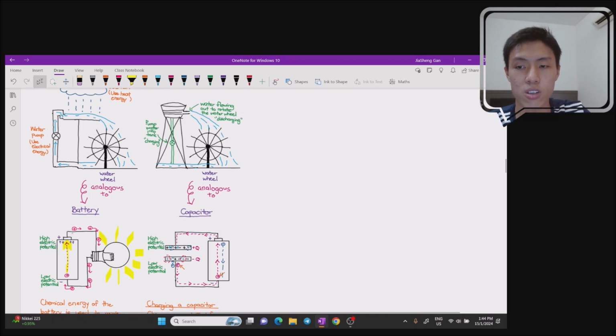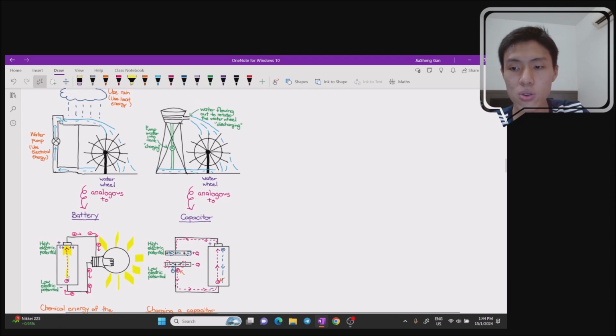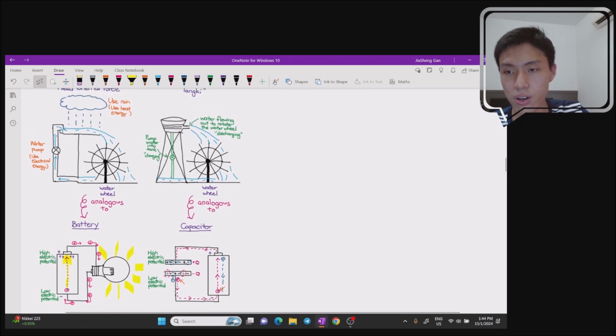So once you have a lot of electric potential energy, it will flow through the current, pass the energy to the light bulb, making the light bulb work. And once it passes energy to the light bulb, you'll be left with little to no electric potential energy, and you return back to the low electric potential region. So you can look at these two diagrams and try to draw a similarity between the two. The battery will be the pump in this case, whereas the water wheel here will be the light bulb in this case. So the water is the one that acts as the tool to transfer the energy from the battery to the water wheel.